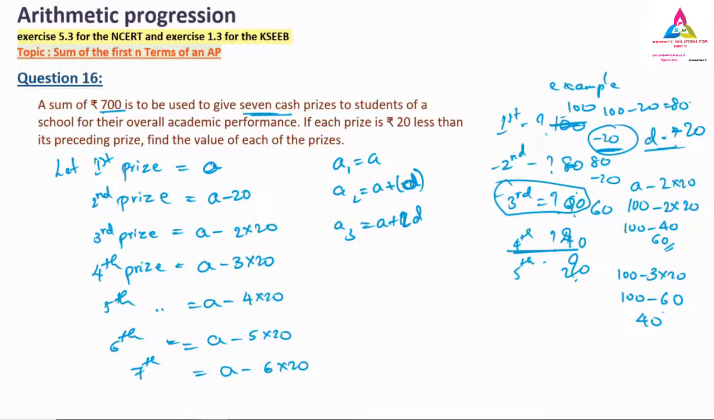Here the D value is negative. So in position of A, we have written A, but in position of D, what have I written? Minus 20, because the D value is minus 20. Okay. In a similar way, I have written everything. So this is the introduction for this question. So like this way we have to solve.